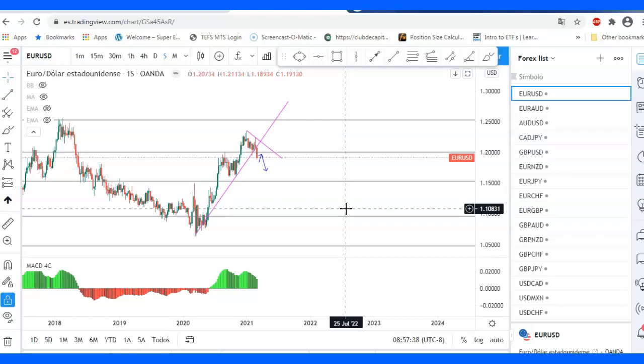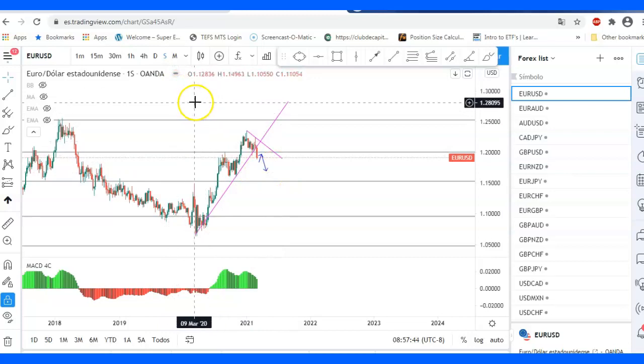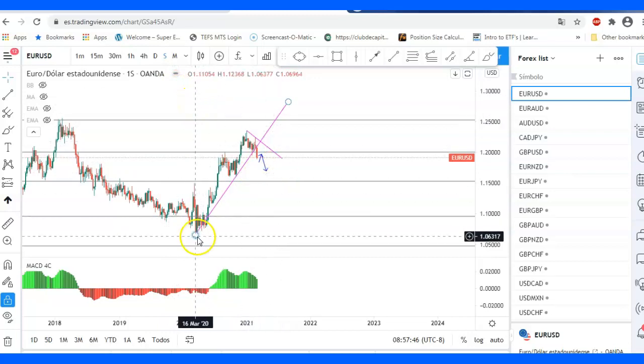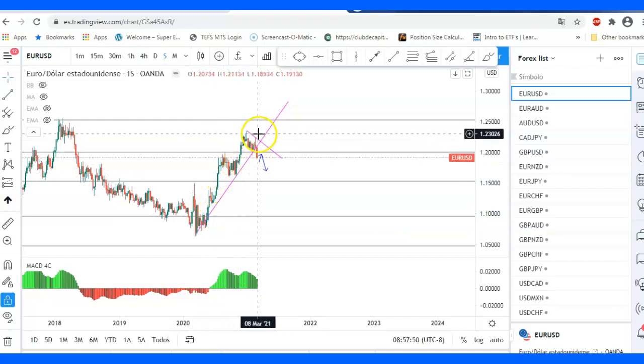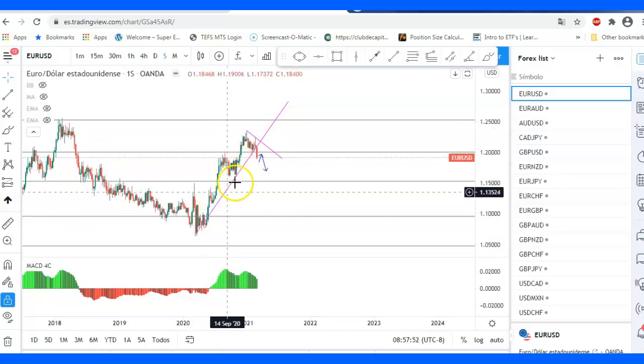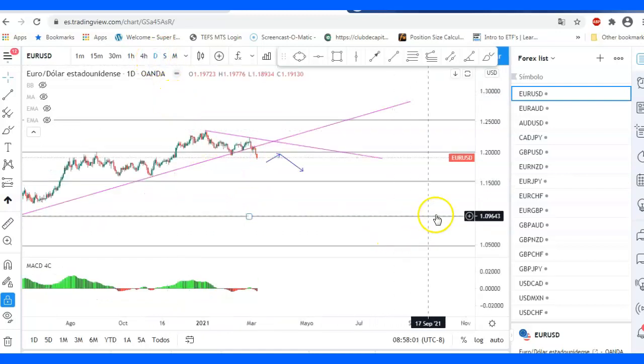So we're gonna get it going right away. We're gonna start with Euro USD. Looking at the weekly right now, and we've been following this long trend for a few weeks, for months already. I'm going to go to the daily now to zoom in to this move.